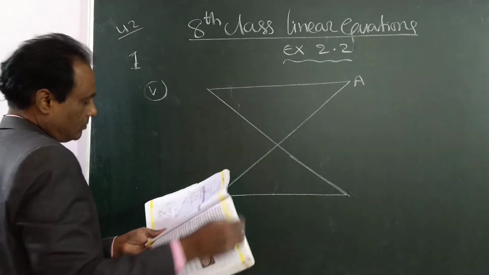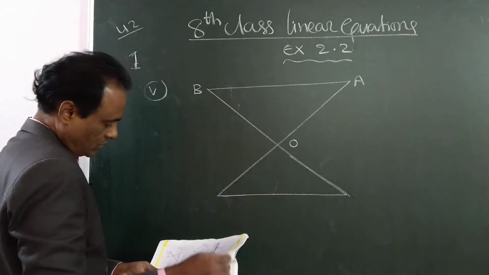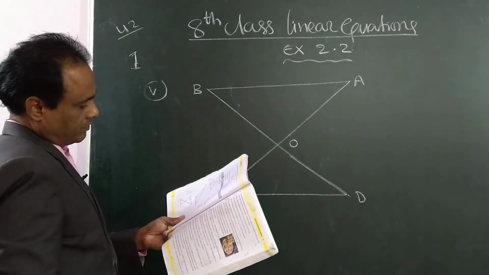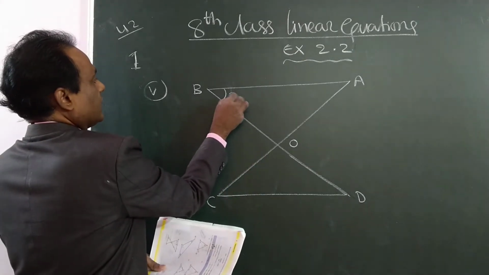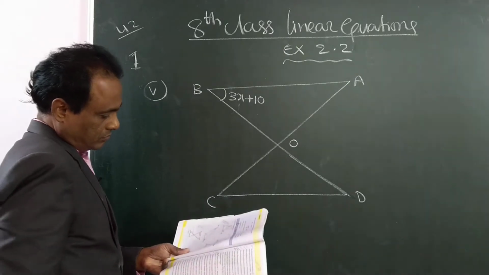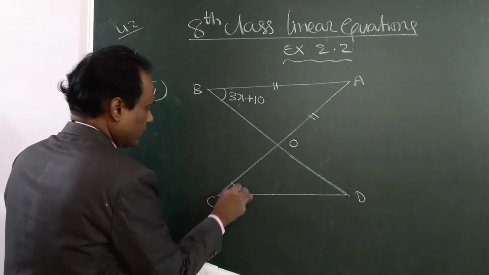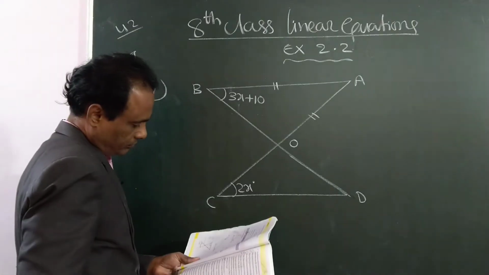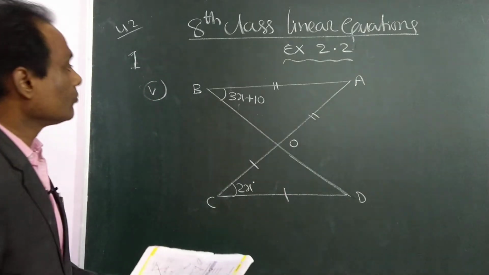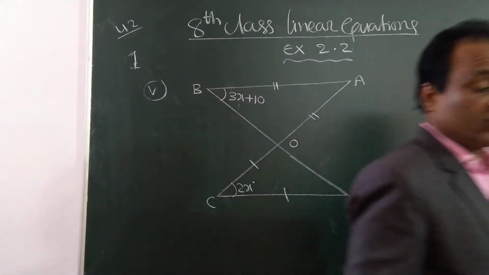A, B, O, C, D, 3x plus 10. See it. See the textbook. 2x. Find x value. Find x value, that is the question.